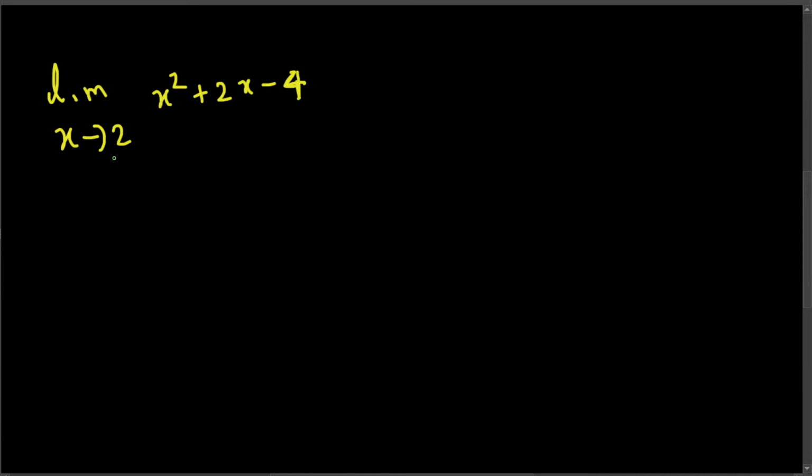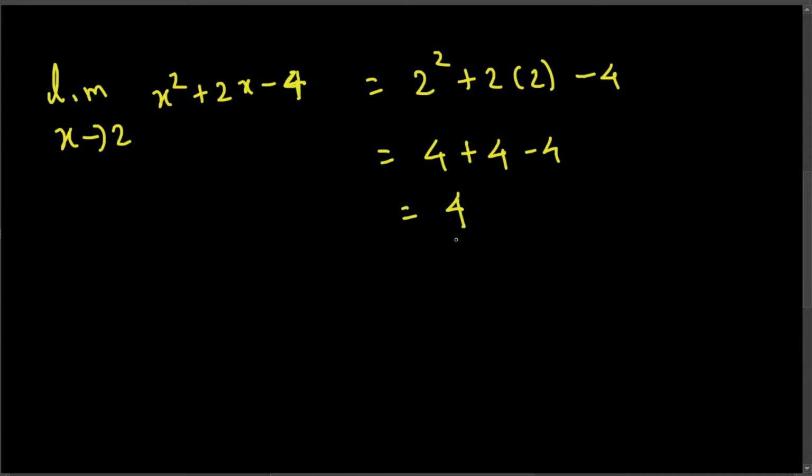First thing is, you can always plug in 2 and see whether you can get an answer. If you plug 2 into this function, this is going to be 2 square plus 2 times, instead of x I plug in 2 again, minus 4. That's going to give us 2 square is 4, plus 2 times 2, that is 4, minus 4. So that is 8 minus 4, that is 4. So the answer here is 4. We don't have to do anything else, because we can directly substitute. So the answer for this one is 4.